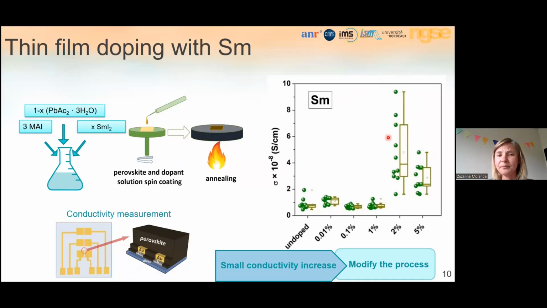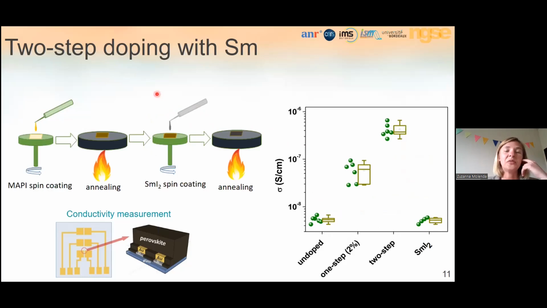So we thought that there is water in the lead precursor and everything happens in DMF. Samarium iodide is known to be very reactive and doesn't like moisture, definitely. So how about we make the perovskite first, and then once everything is dry and clean, then we introduce the dopant. So that's exactly what I did. So I called it 2-step doping with samarium. So first I spin coat perovskite, and I spin coat samarium iodide, and anneal again.